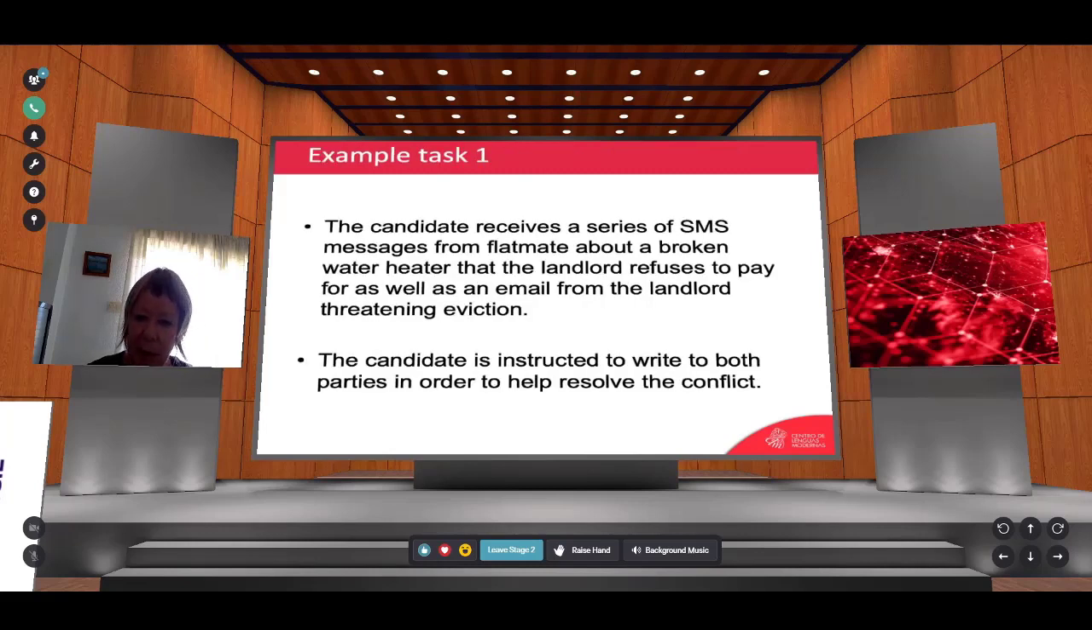So the first version of the task was developed, and here is a brief description. The candidate receives a series of SMS messages from a flatmate about a broken water heater that the landlord refuses to pay for, as well as an email from the landlord threatening eviction. The candidate is instructed to write to both parties in order to help resolve the conflict.